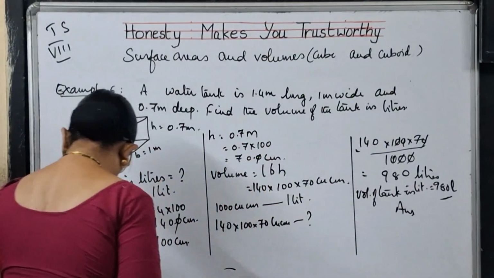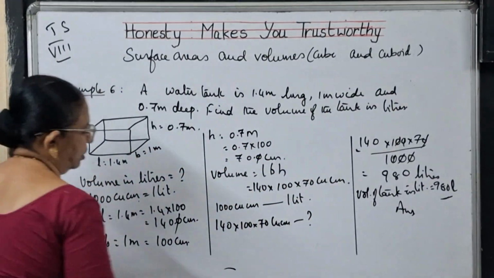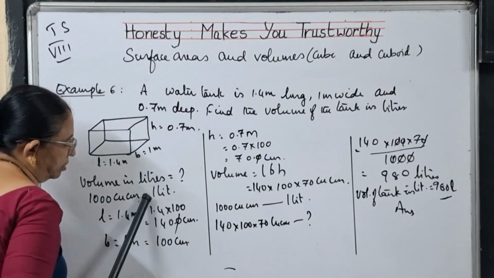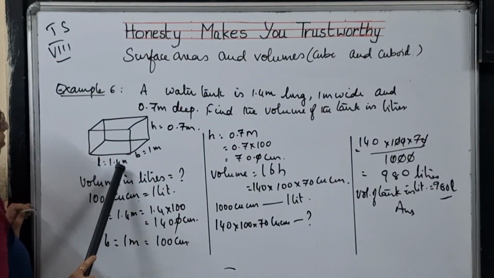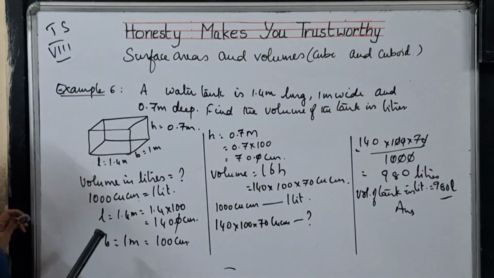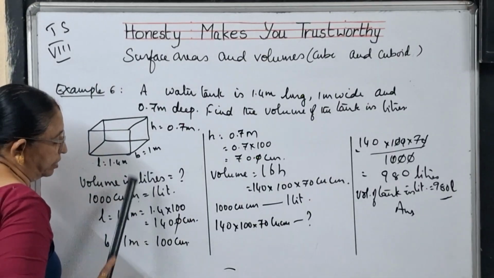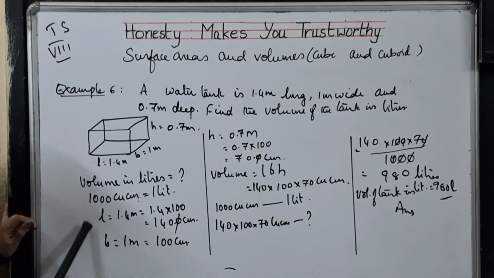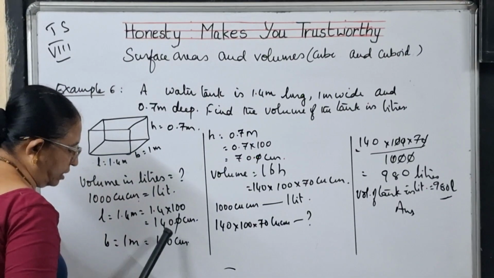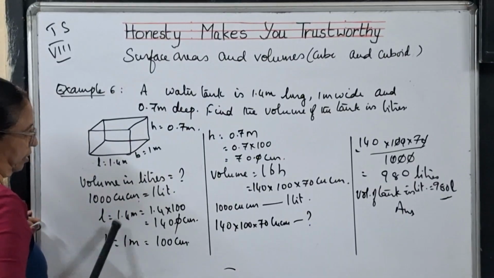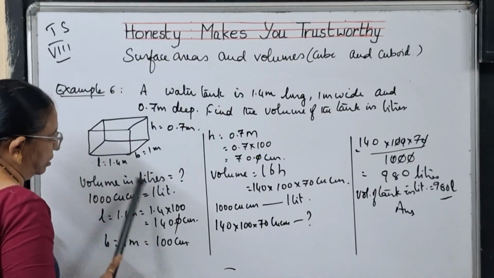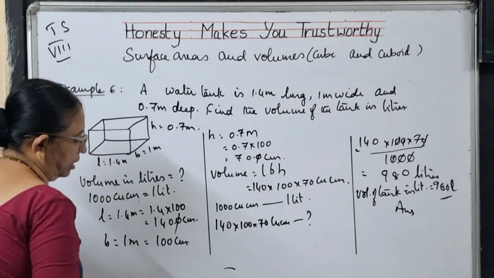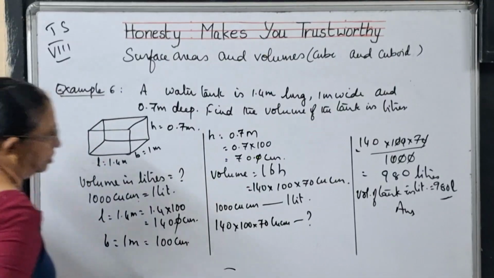I hope I am clear. This statement you should know: 1000 cubic centimeters will make 1 liter. And in the problem all the measures are in meters only, but we want cubic centimeters. That means every meter should be converted into centimeters. This is what I have done here. We know that 100 centimeters make 1 meter, so whatever meter measure they have given, multiply it by 100 and you get centimeters. Accordingly, I have done the sum. Please note it down, children.